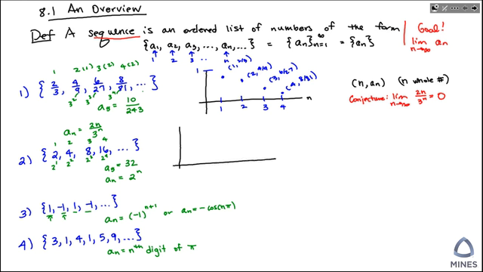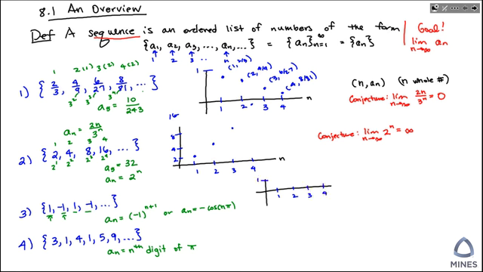Let's look at our second example. Here the values of our sequence are getting large, so we're probably going to want to start small here. And we have (1, 2), (2, 4), (3, 8), and then (4, 16). And again, we can make a conjecture that our limit will be infinite.